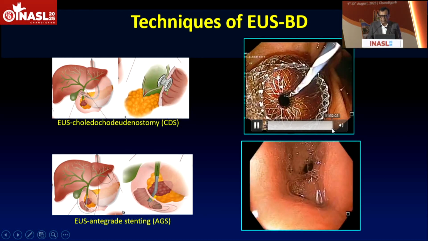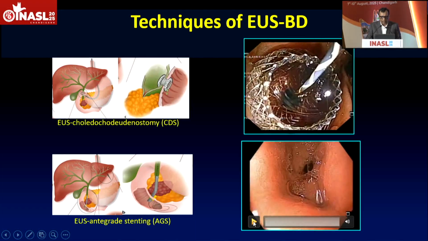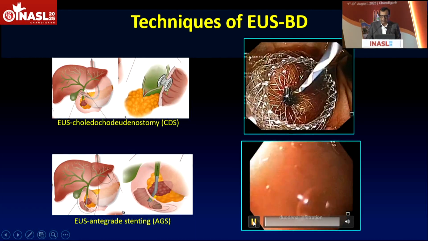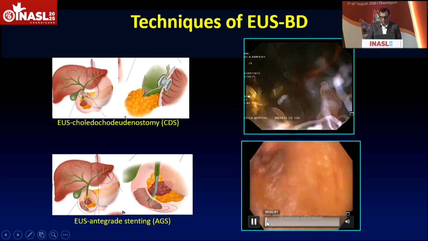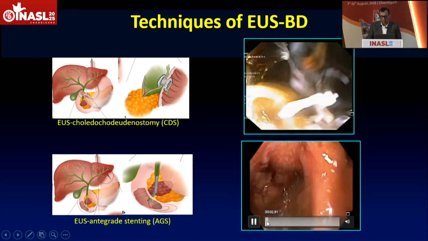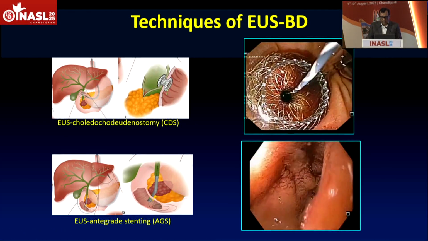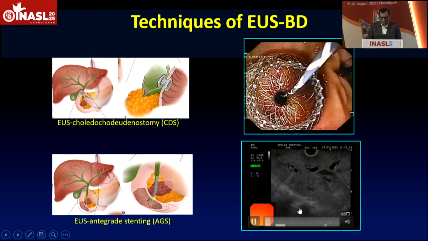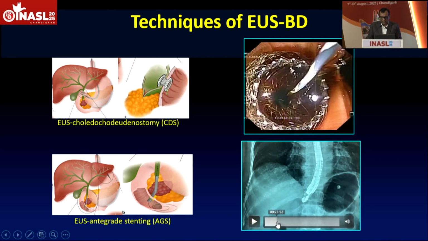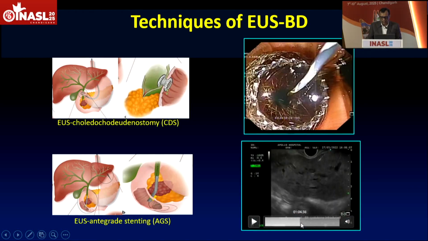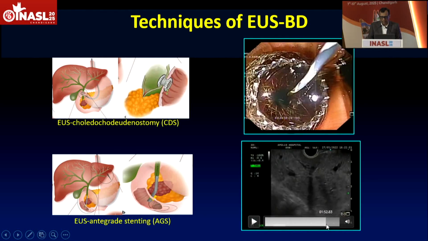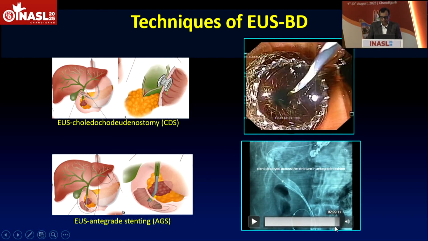a normal SEMS. The other technique is EUS antegrade stenting, where this is a patient in which there was infiltration at the D1, D2 junction, as you can see, and so it was impossible to do an ERCP. And what was done was a segment 2 puncture, and then an antegrade stent was placed, as you can see.